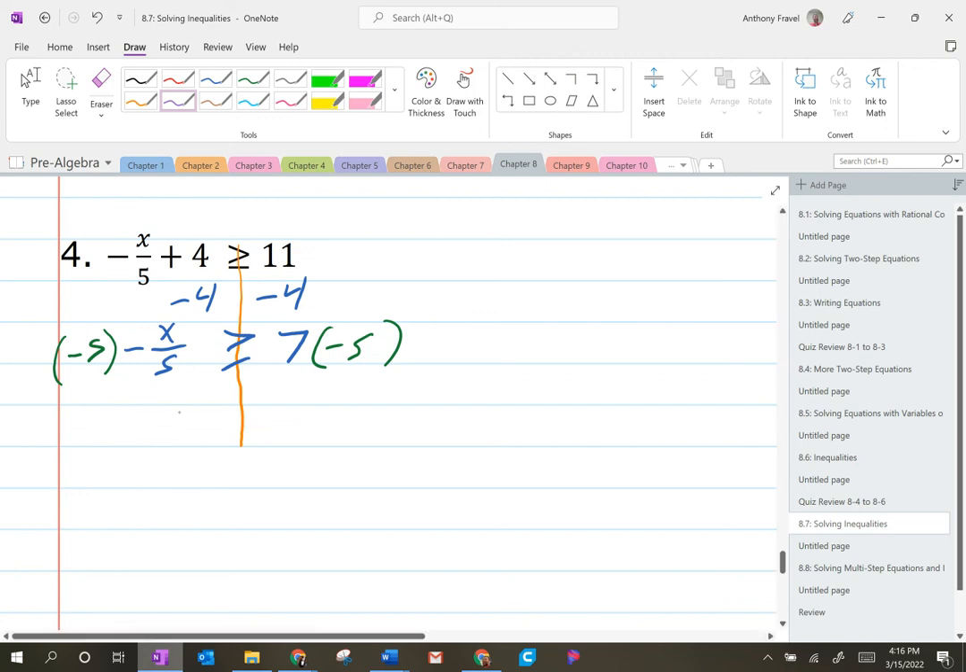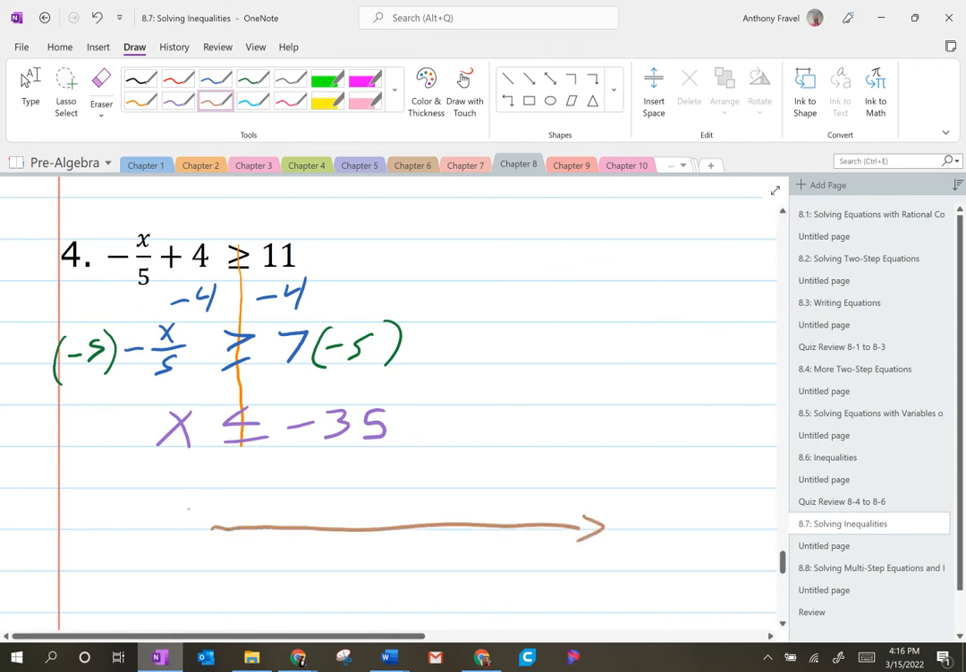So when I do that, those ones cancel out. This gives me x on this side. Because I multiplied or divided by the negative, my sign will change. So less than or equal to 7 times negative 5. That gives me negative 35. I've got my variable on the left and it's positive. I've got my inequality in the center. I've got my number on the right-hand side. I am good.